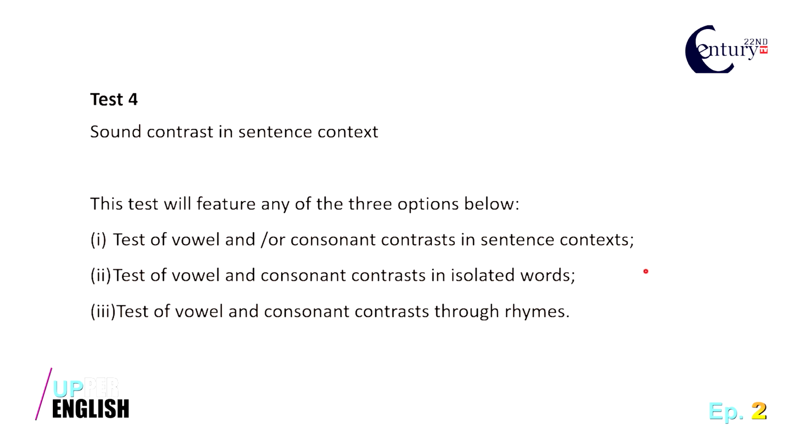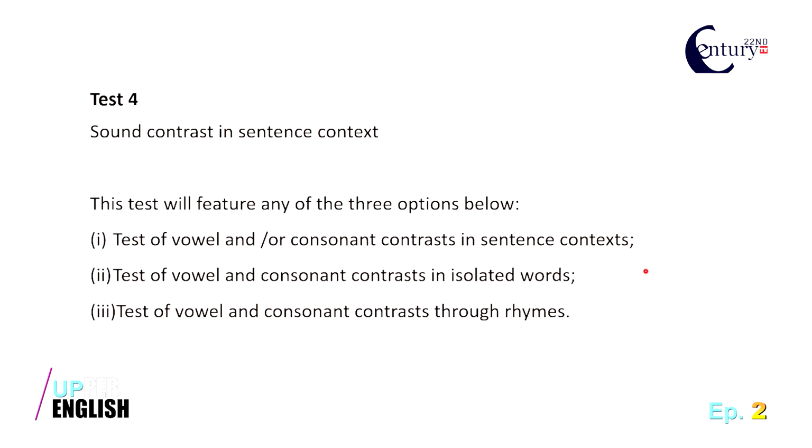So we have three areas. Examiners will choose one of the areas for a given year. They will do a test of vowel and/or consonant contrast in sentence context. They will see whether you understand vowel and consonant and how they are different, this time in sentence context. They will test for vowel and consonant contrast in isolated words.